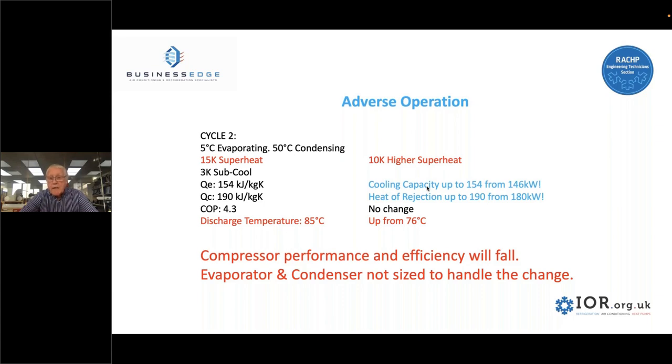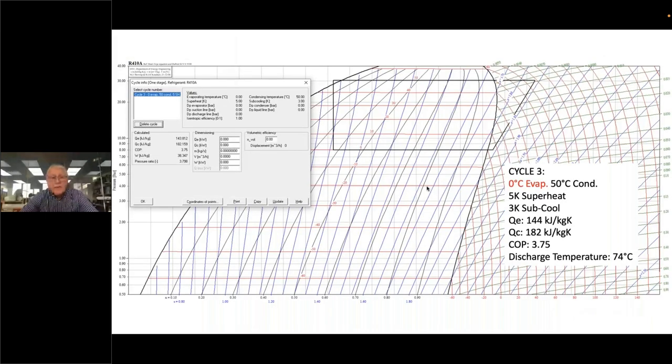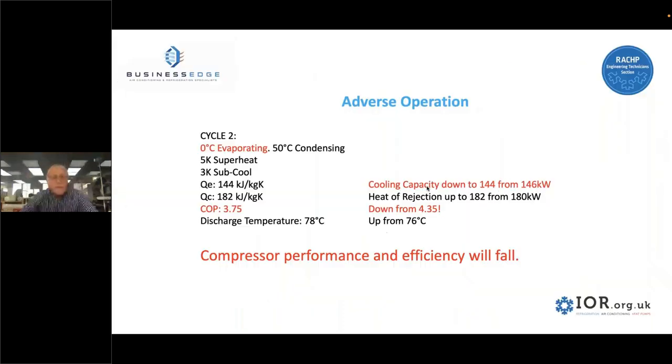Now I actually keep my superheat at 5K, and I've now dropped the evaporating temperature. It's too low. Instead of 5 degrees C, I'm evaporating at 0 degrees C. And what are the effects of this? With a lower evaporating temperature, my cooling capacity falls, only a couple of kilowatts. Heat of rejection is up a little. My COP has gone down to 3.75. This is not good. Discharge temperature has not changed too much, but the compressor efficiency will suffer as a result of this change.